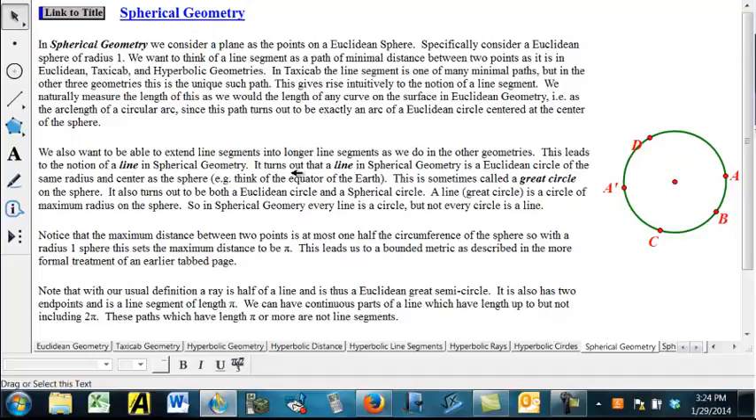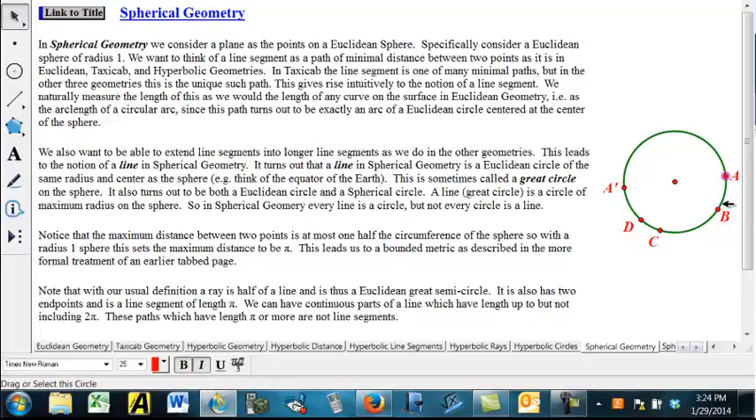With our usual definition of a ray as half a line, it's a great semicircle. Let's think about this a minute. If we look at the line AB, certainly it's going to include the line segment AB, which would be this arc right here.